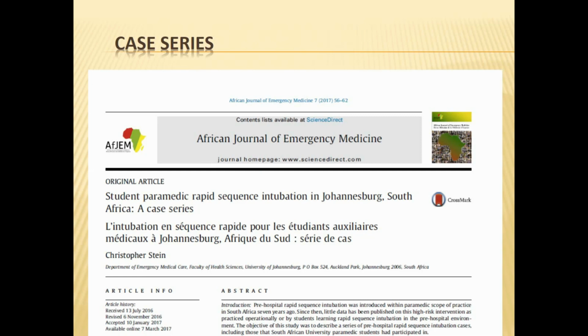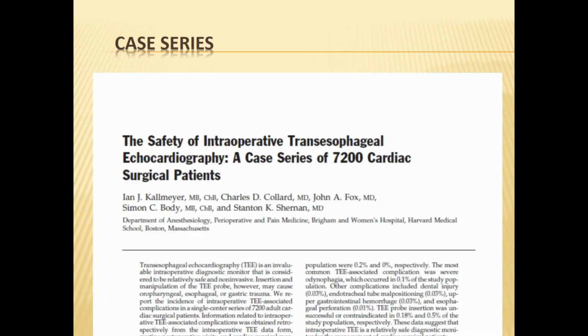It was a case series, and its aim was just to describe what's going on with pre-hospital RSI done by students at UJ, as an example of a cohort of South African students. So that's an example of why you would use a case series, and it wouldn't make sense to do this study again. This study has established a number of basic facts about students doing pre-hospital RSI, and anybody wanting to do further research in this area would want to do more complex research that looks at other questions. But the basic facts have been established by this study.